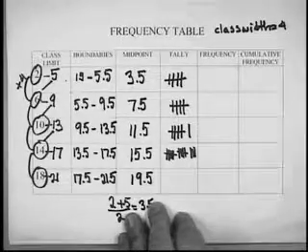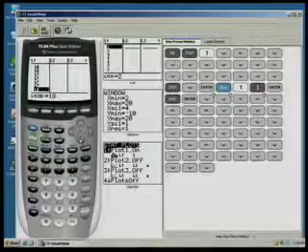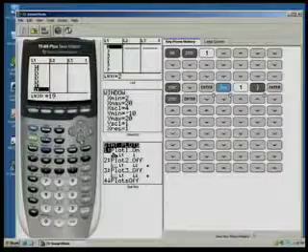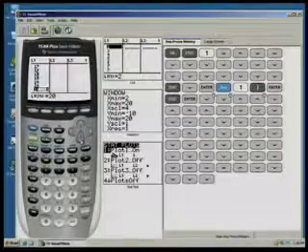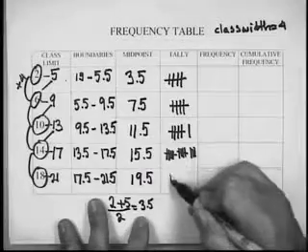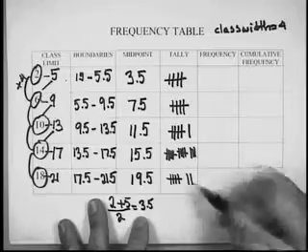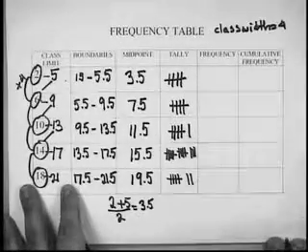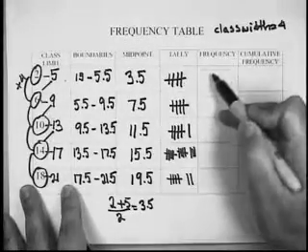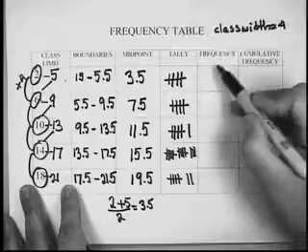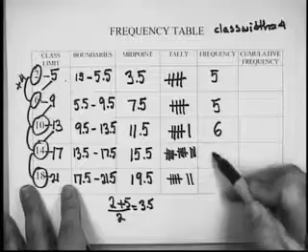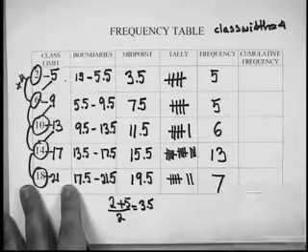Then the last one, you are going to go 17.5 to 21.5. So let's go back. 1, 2, 3, 4, 5, 6, 7. And that's it. That's my last data. Now you have your tally filled out. All you have to do now is write the frequencies. You can actually bypass this whole thing if you want. 5, 5, 6, 13, and 7.